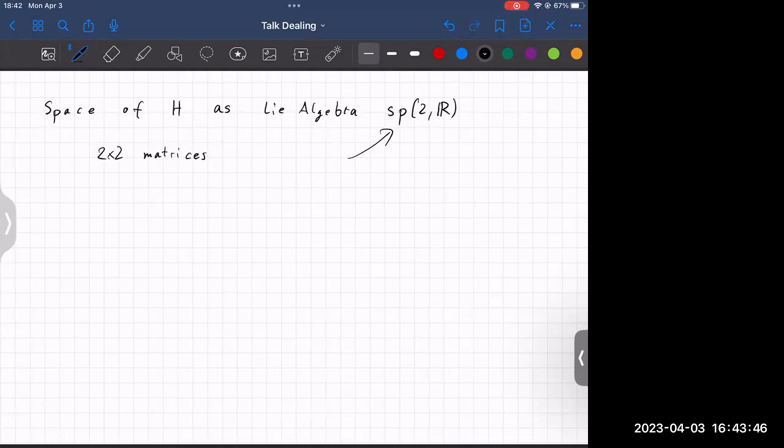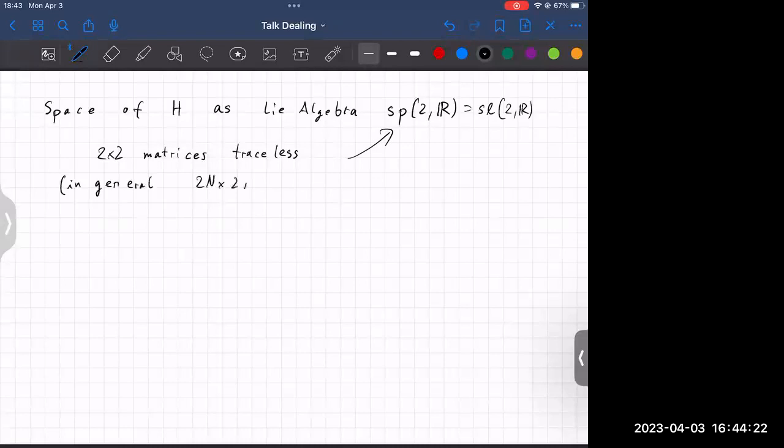So we find that we get 2 by 2 matrices that are traceless. So that's in fact everything that needs to be said about the algebra of sp2R, because this actually happens to be the same as sl2R, which is a consequence of the low dimensionality.